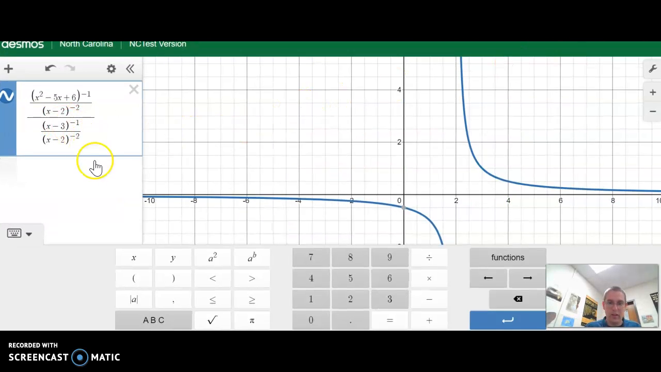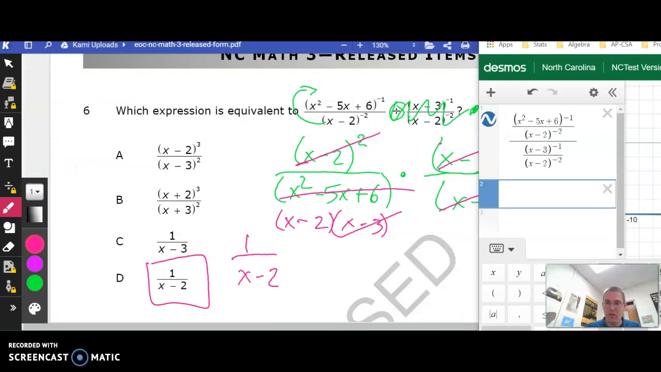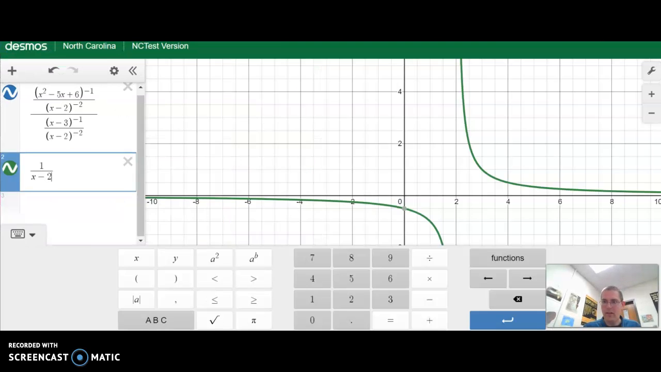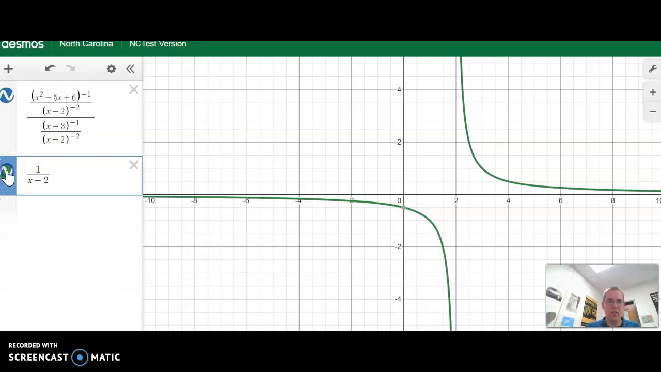So that's going to give me that graph. Doesn't tell me a lot, but if you check your answer choice that we think it is, 1 over x minus 2, you notice that the graphs match exactly. If I toggle off the green, you can see the blue. It's a perfect match, even if you were to zoom in.